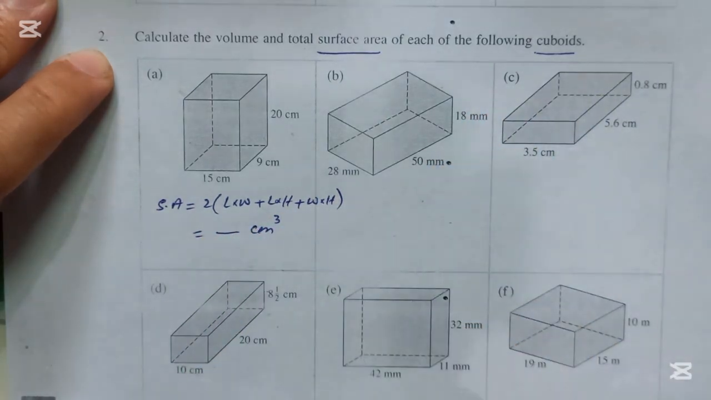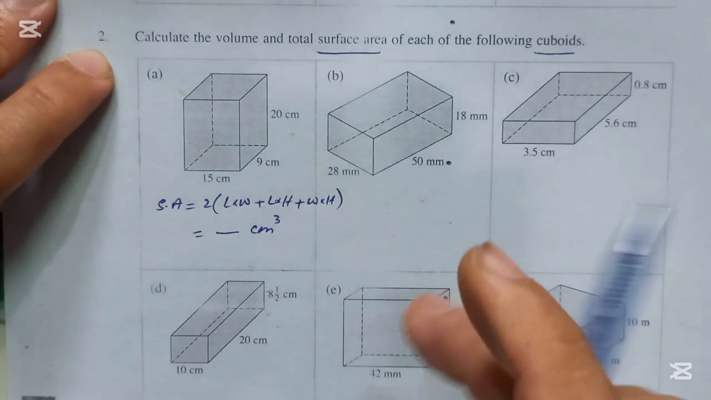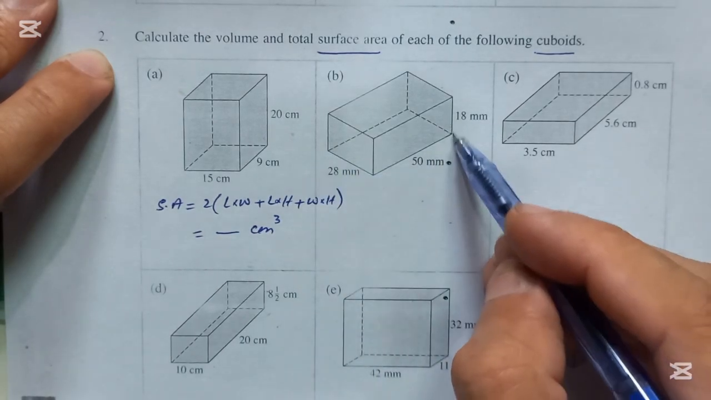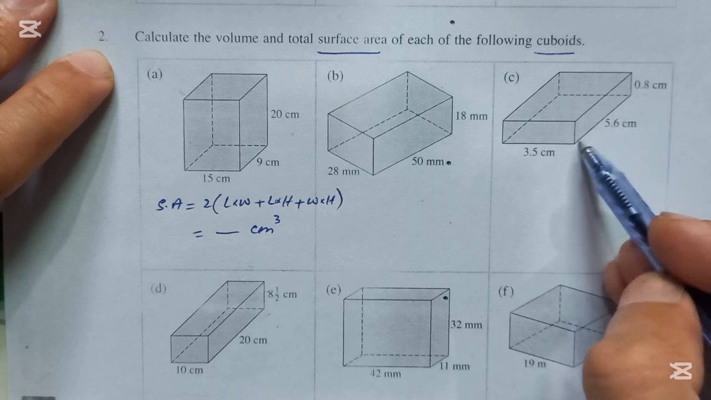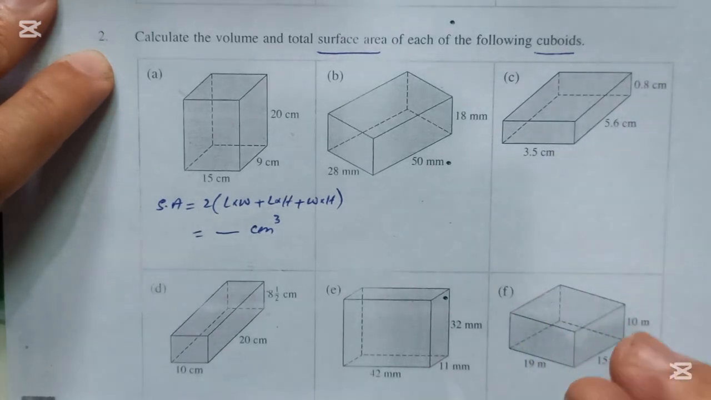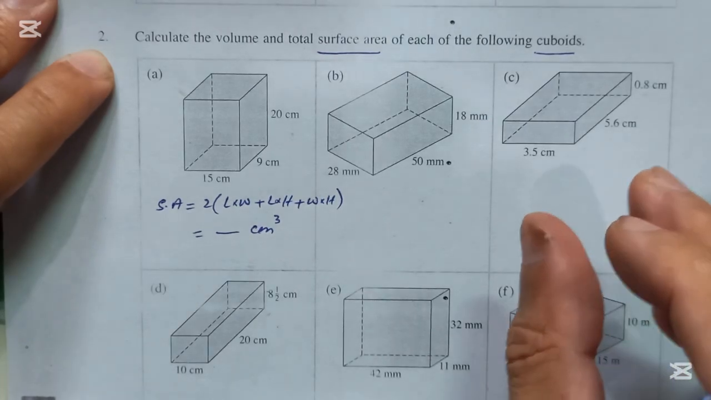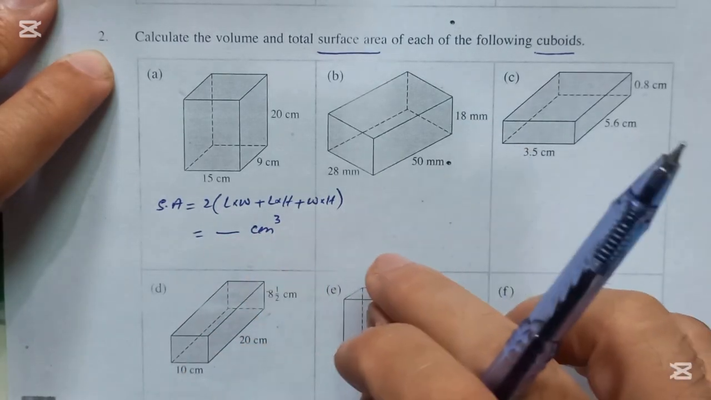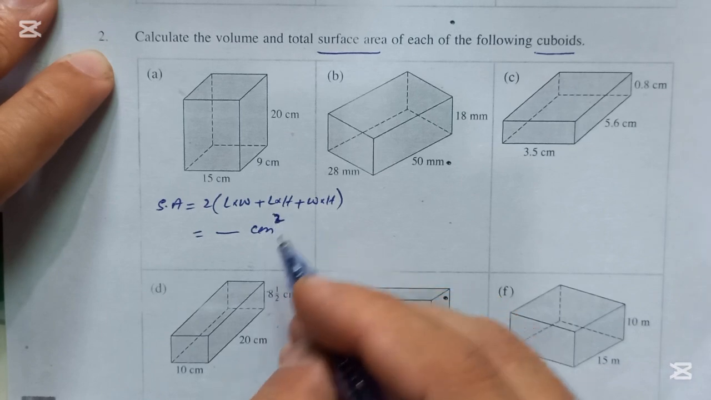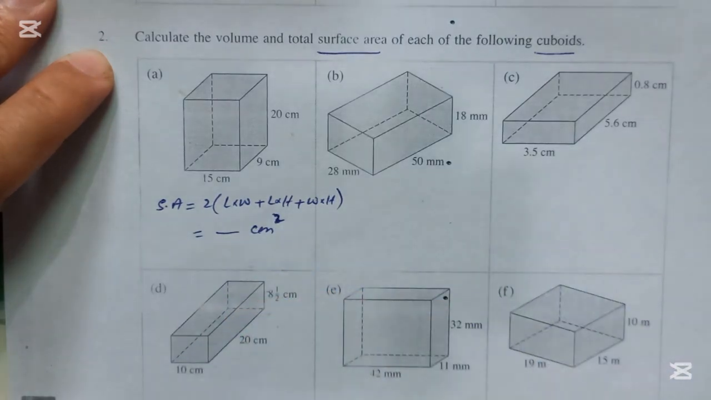But remember, you have to know which one is the length. So in this one, this is length, this is width, and this is height. Here, this is length, this is width, and this is height. This is the thing which you should recognize. Just put these values into the formula, solve it on the calculator, you will get the answer. Unit will be centimeter square because area is in square unit.